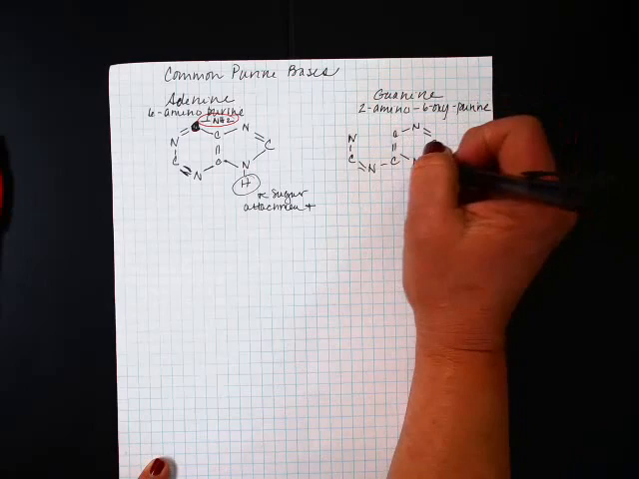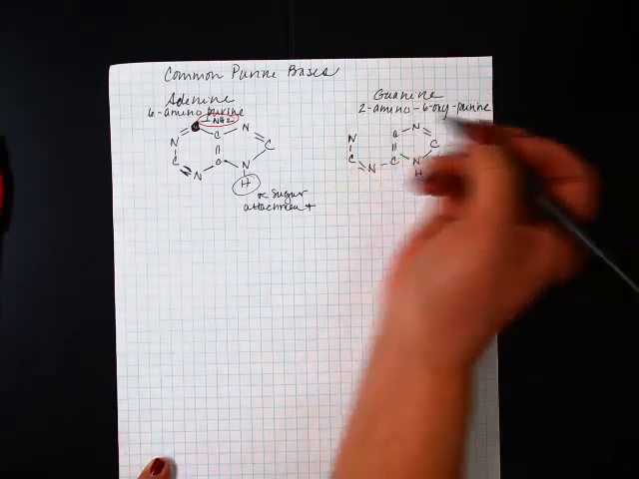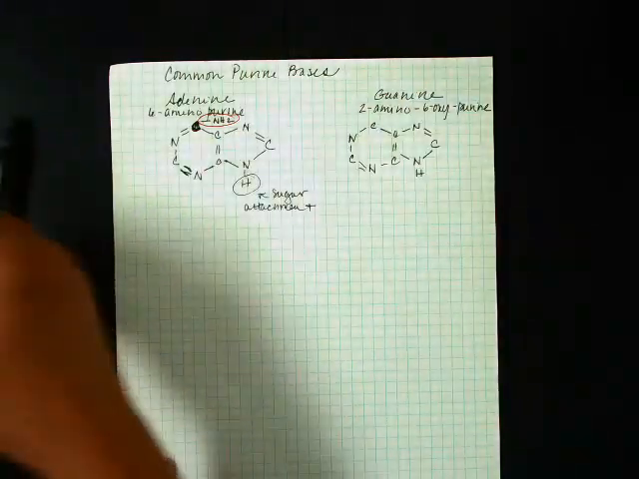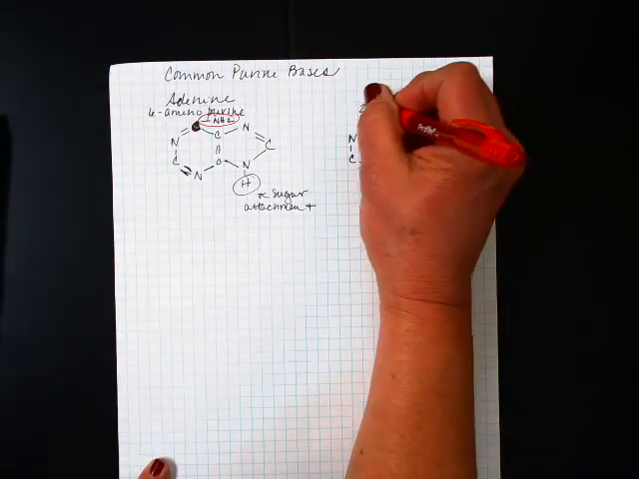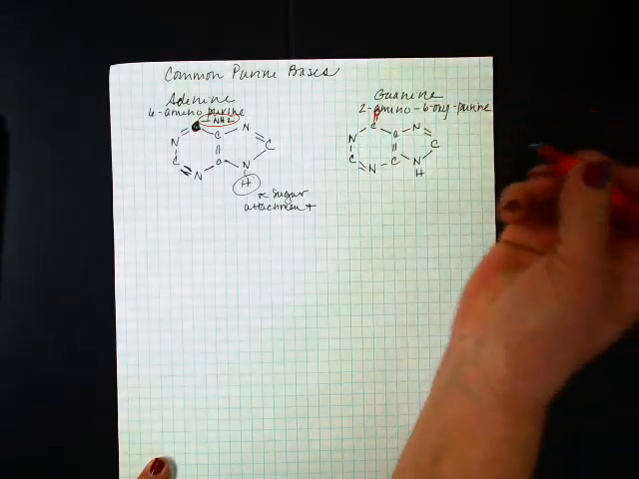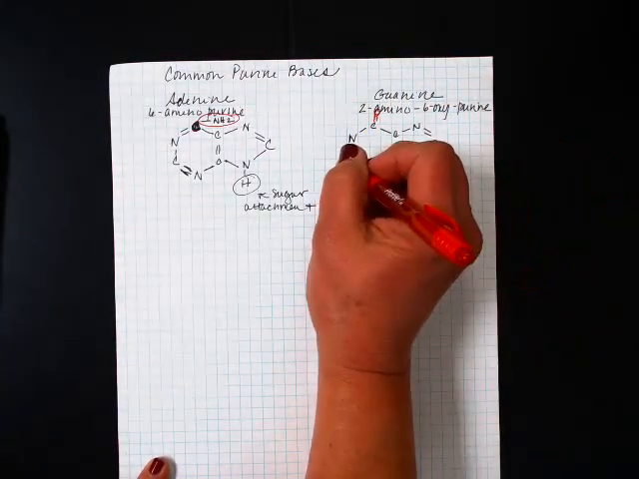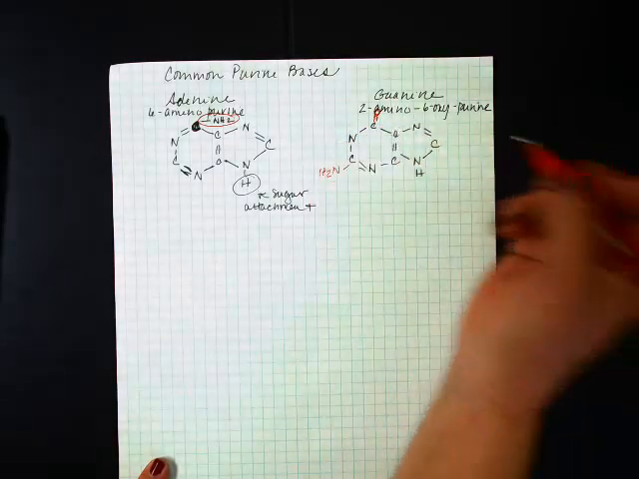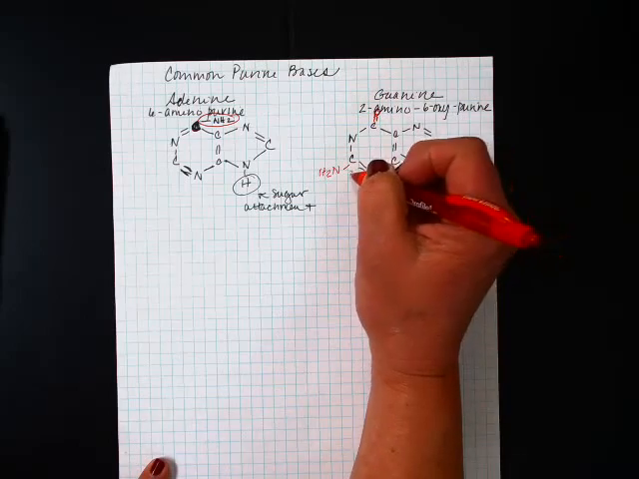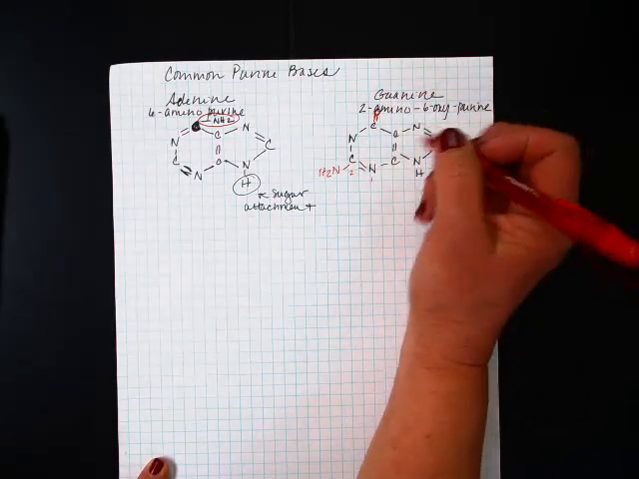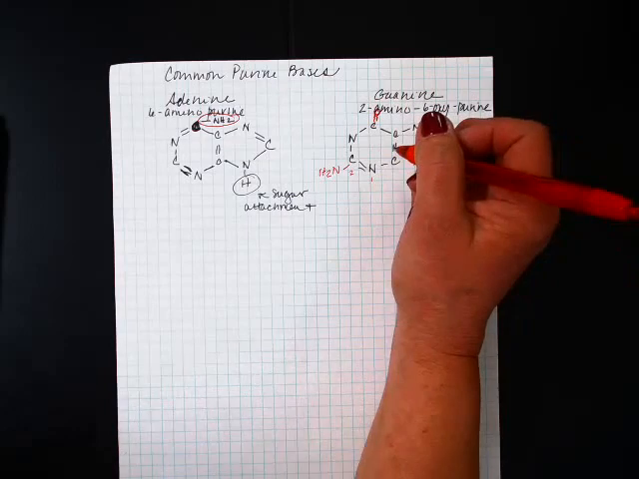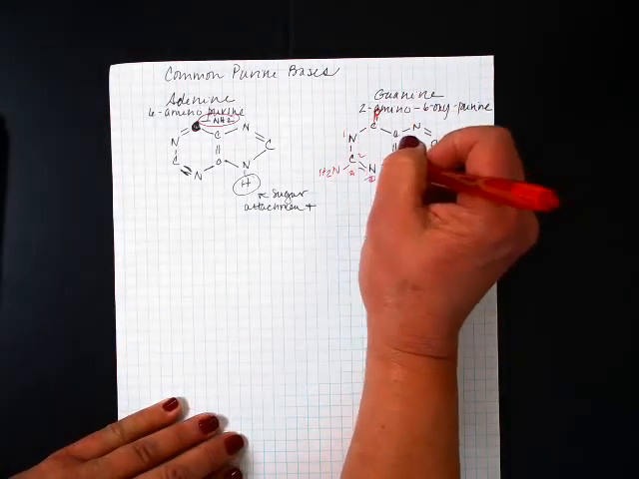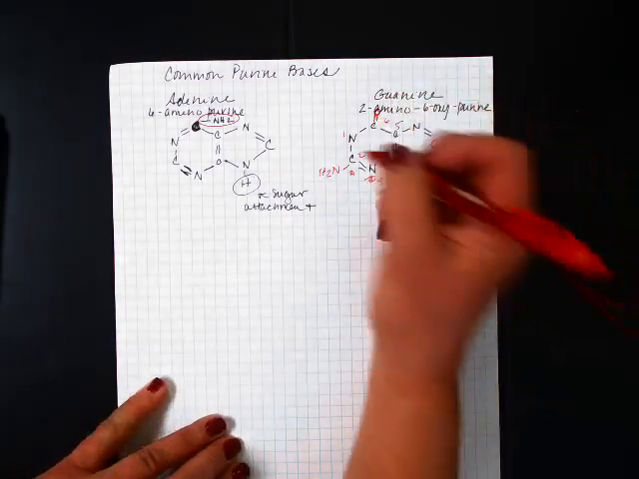Here, and carbon. Here's our carbonyl group, and then we have an amino group here. So 2-amino, well, I did the same thing again, didn't I? 1, 2, 3, 4, 5, 6, 2-amino 6-oxypurine.